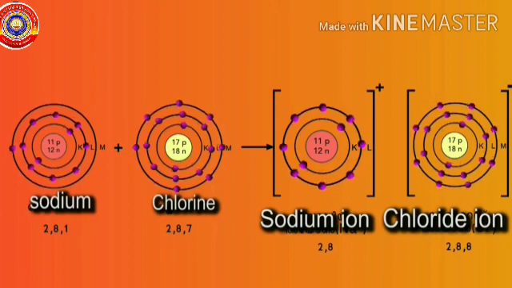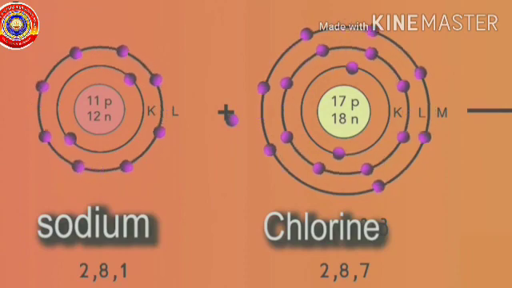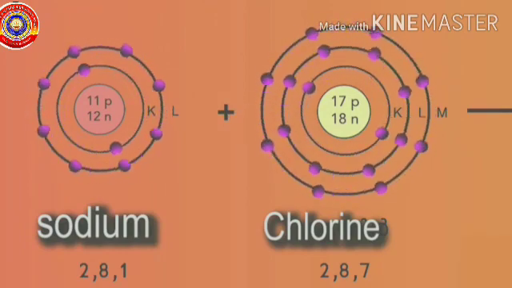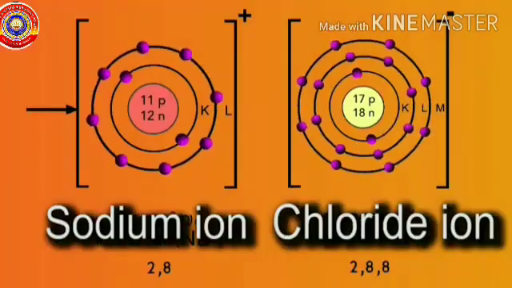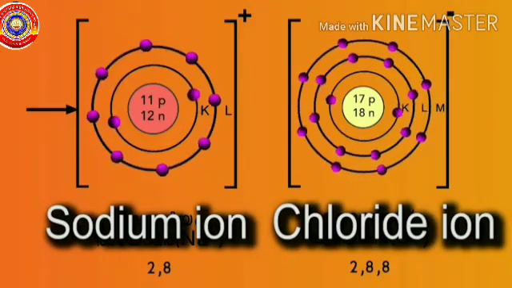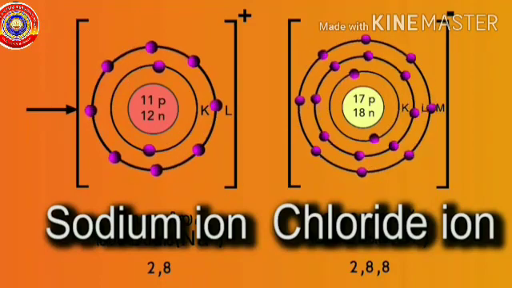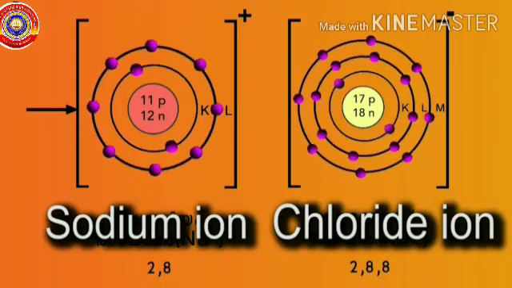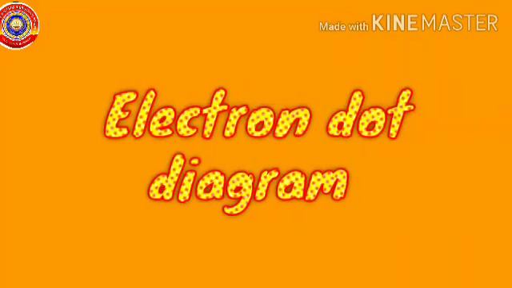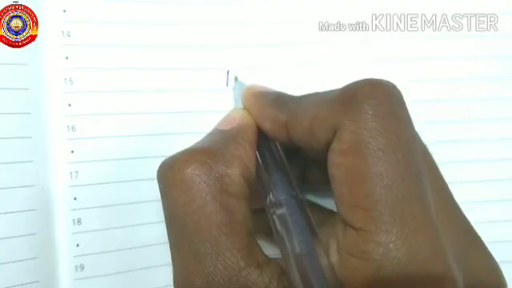Observe the diagram closely. Sodium changes to sodium ion by losing one electron, and chlorine accepts one electron from sodium and becomes chloride ion. Hence, the opposite charges attract each other through electrostatic force of attraction and hold the atoms together. This kind of bonding is called ionic bonding. Now let's learn how the electron dot diagram of sodium chloride is written.